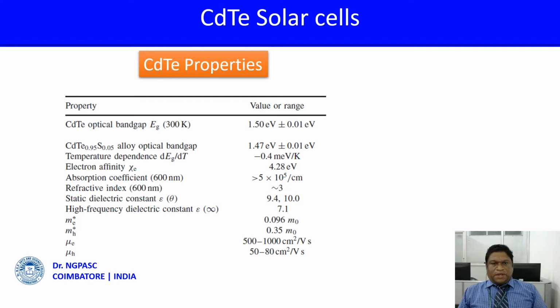The temperature dependence of Eg, that is the band gap: the rate of change of band gap with respect to temperature is minus 0.4 milli electron volt per Kelvin. The electron affinity is given as 4.28 electron volts, and the important point is that the absorption coefficient is greater than 5 times 10 to the power 5 per centimeter. Another important factor is the mobilities. You can see the mobility used for solar cell applications.